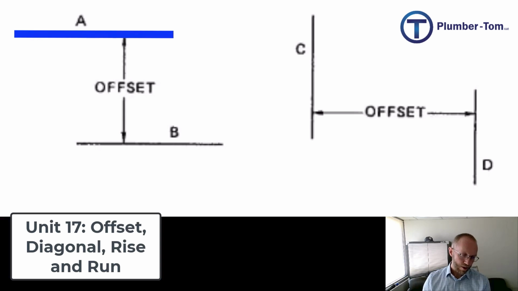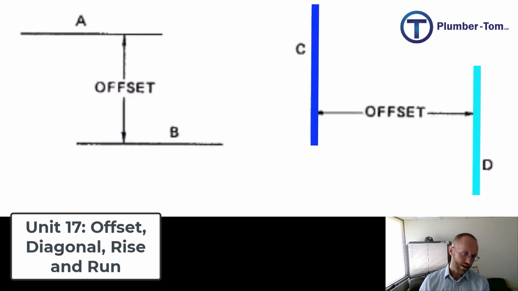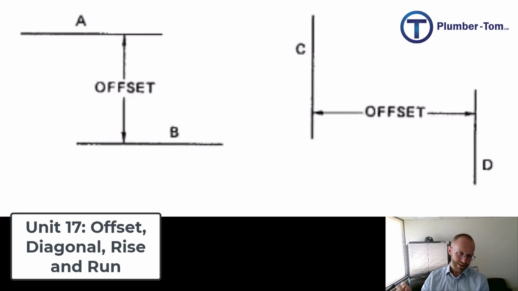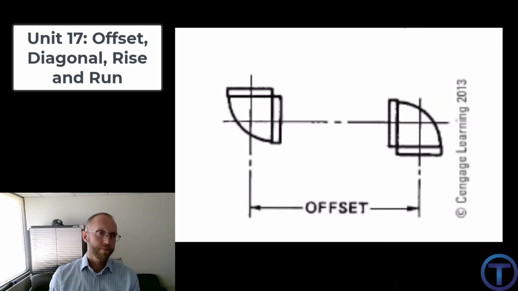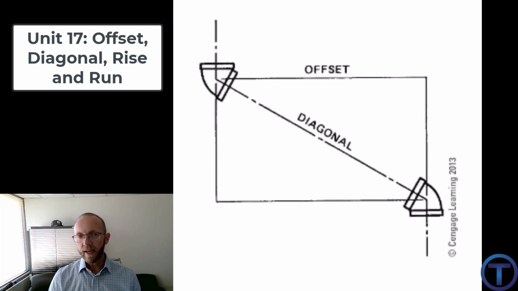Check out these diagrams. Pipe A is parallel to pipe B, and these are horizontal. Pipe C is parallel to pipe D. These are running vertical. The distance between the center lines of the two parallel pipes is called the offset. That is oftentimes what we will measure, and that helps us to figure out our cut. This diagram depicts for us that the offset is the center-to-center length of parallel pipes when they're being connected using two 90-degree fittings.